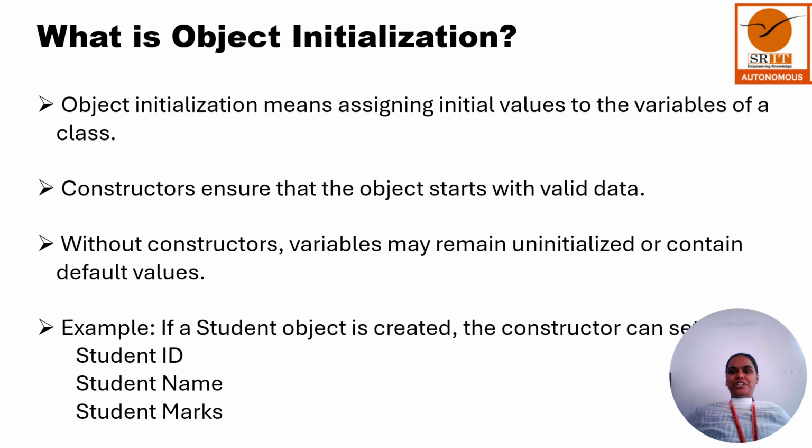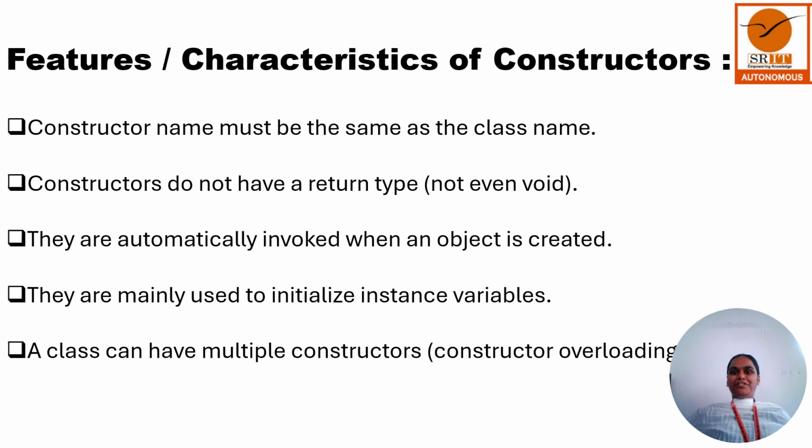What is object initialization? Object initialization means assigning initial values to the variables of a class. For example, if a student object is created, the constructor can set student ID, student name, and student marks.